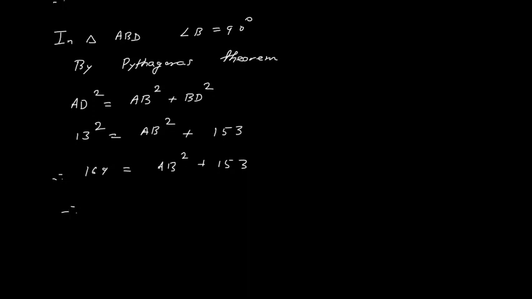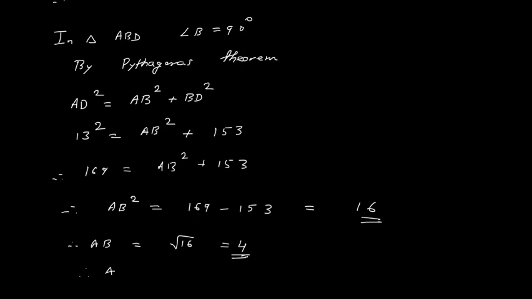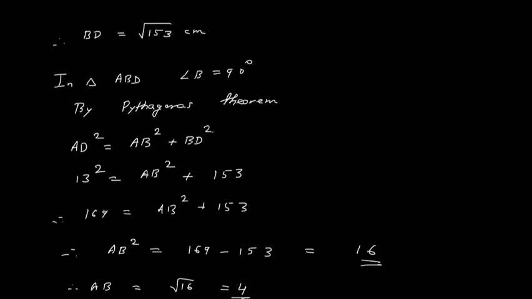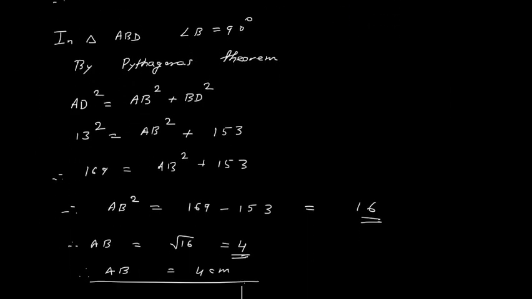So therefore I have AB square is equals to 169 minus 153. So that is 16. AB square is 16. So therefore AB is the square root of 16, which is 4. So therefore value of AB is equals to 4 centimeter. Value of AB we got 4 centimeters. This is first part of 14th question. Now we have one more part, B part. So let us discuss that.